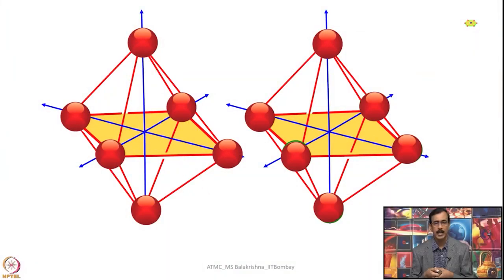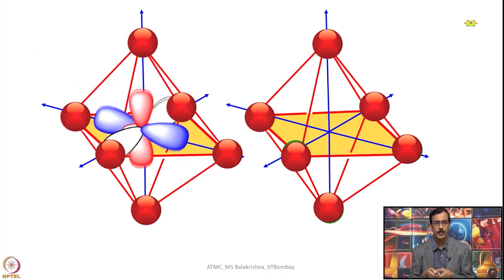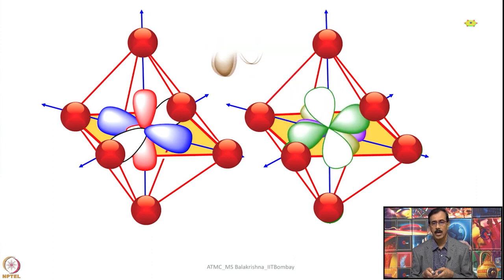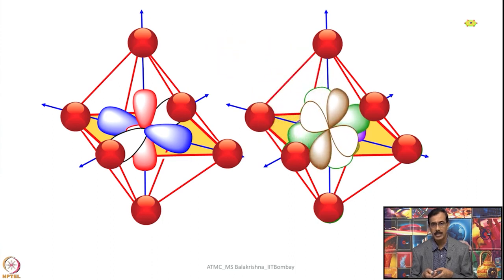So, now I am putting here the set of dz² and dx²-y². You can see they are coming directly in the way of the ligands, which means the energy of these two should be elevated, it increases. On the other hand, if you see dxy, dxz and dyz, strictly speaking they are not coming in the way of the ligands, but are in between. As a result, the impact of the ligand field is less on them, and their energy is lower.